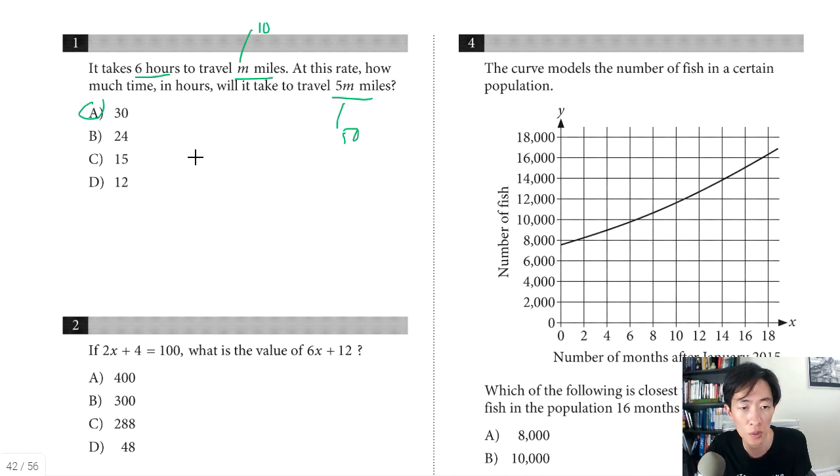And finally, one last way you can do this is to make a proportion. You can say 6 hours to travel m miles. How many hours to travel 5m miles? Cross multiply, 6 times 5m is 30m, divided by m is going to be 30, and that's what x is equal to.